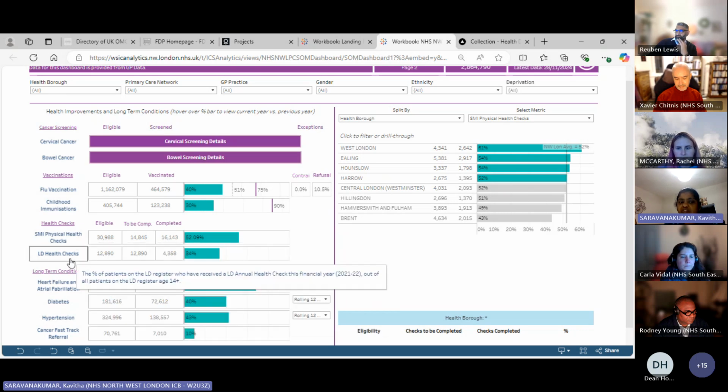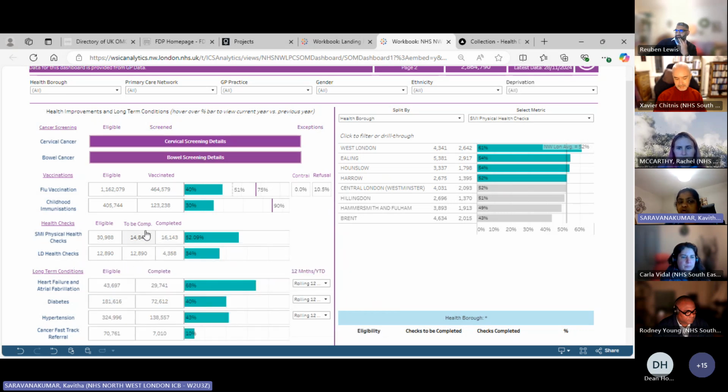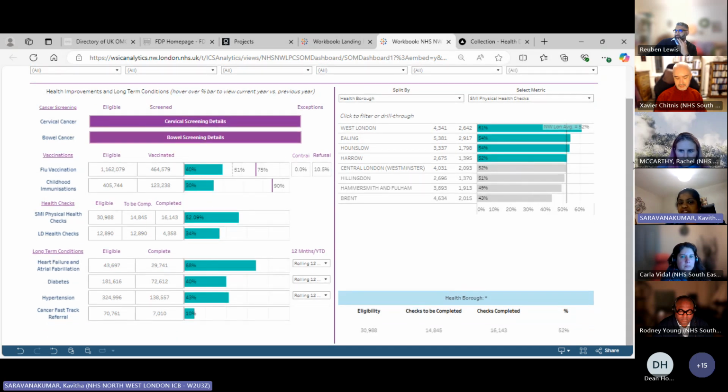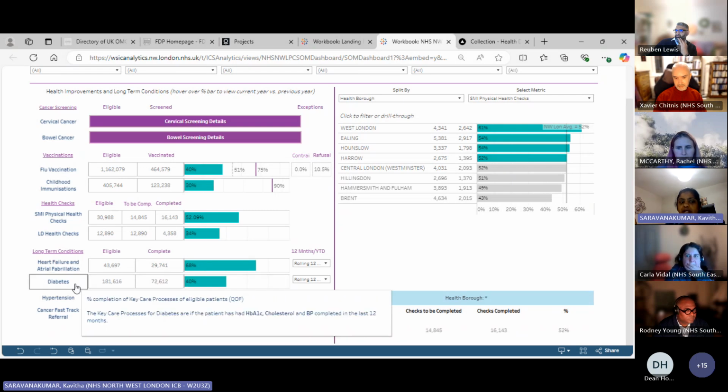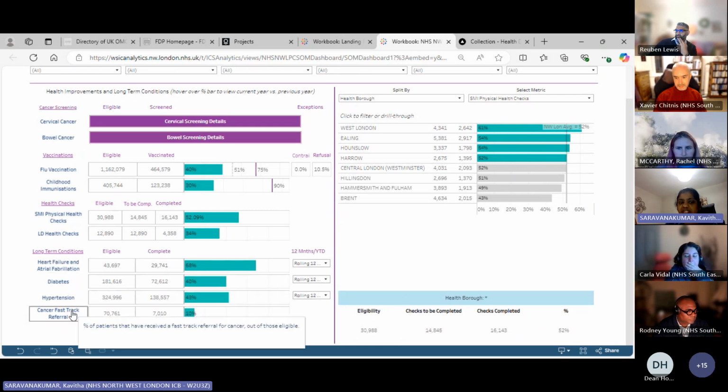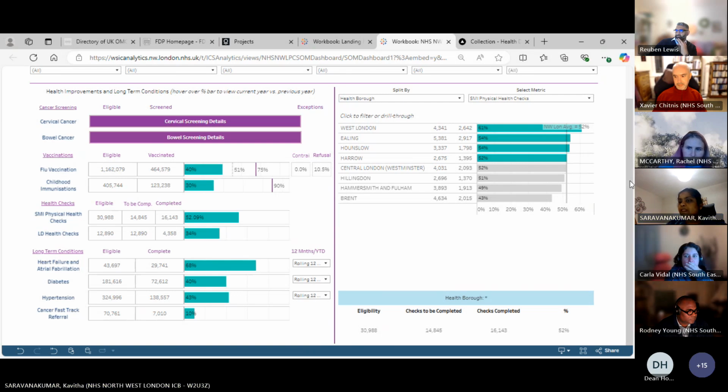In terms of SMI health check and physical health check, again, the eligible cohort is calculated, how many completed, how many to be completed, and what is the progress rate, and how the progress this year compares to the previous year. Again, they can see a similar principle, as I said. So all of these metrics work the same way. So you sort of get the gist. So I'm not going to keep talking through each one, but the same applies for long-term condition health checks, for heart failure, atrial fibrillation, diabetes, hypertension, as well as cancer referrals.